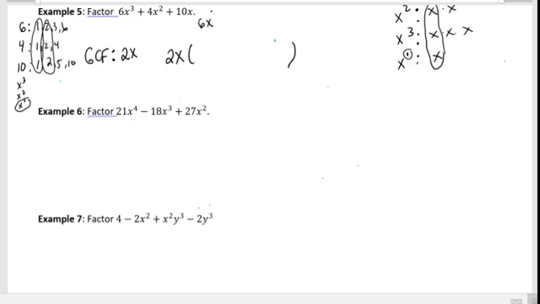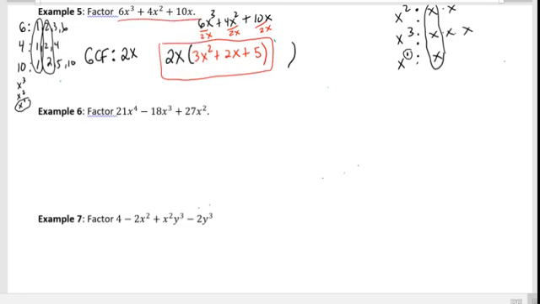And so for our polynomial, what you want to do is divide by the greatest common factor. 6 divided by 2 is 3, and x cubed divided by x is x squared. 4 divided by 2 is 2, and x squared divided by x is x. And then 10 divided by 2 is 5, and x divided by x is just going to be 1. So I can factor this polynomial as 2x times the parentheses 3x squared plus 2x plus 5. So let's try the next one.